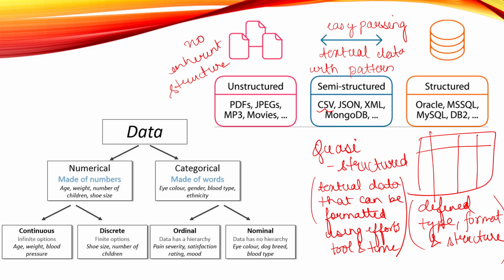Now, in terms of categorical, you have ordinal and nominal. Ordinal means data with a hierarchy: pain severity, satisfaction rating, mood. Nominal means data with no hierarchy: eye color, dog breed, blood type A plus, B plus, A minus, B minus, and so on.